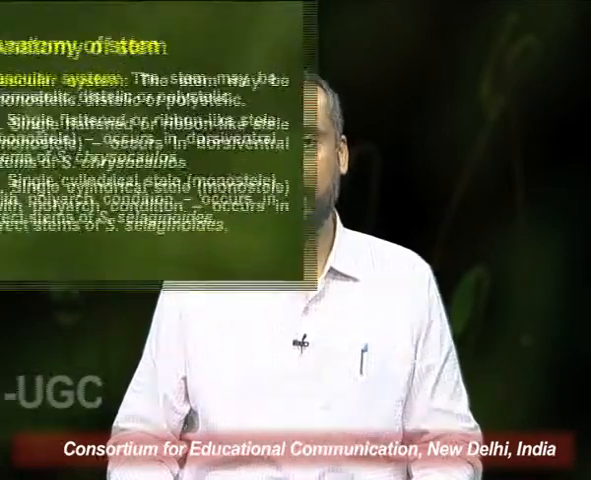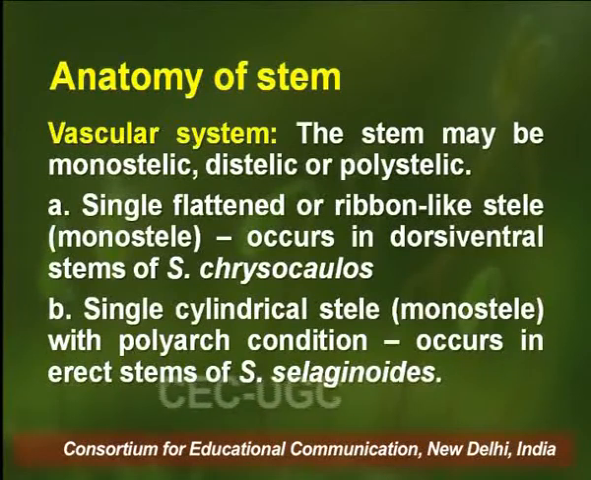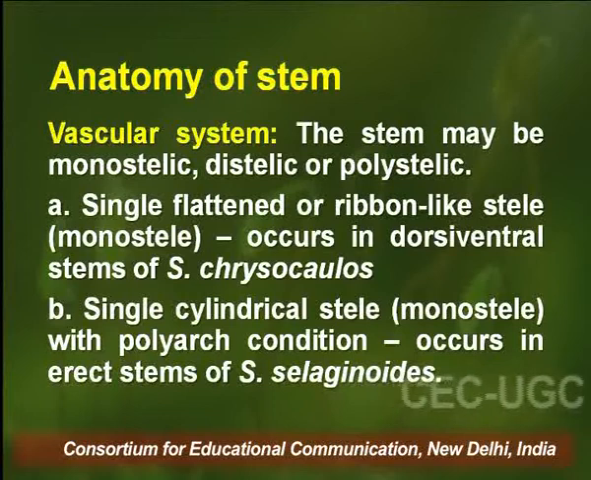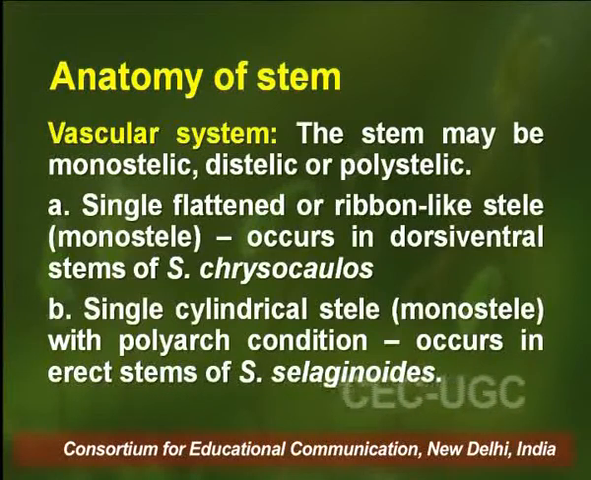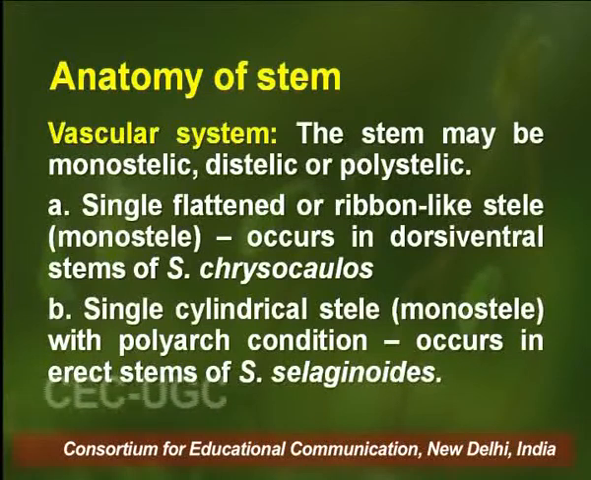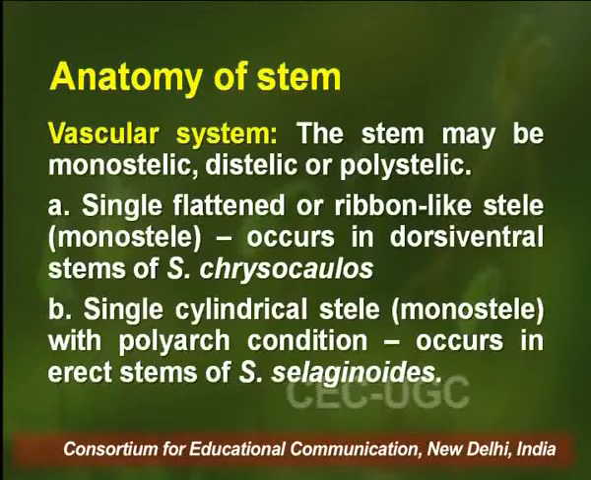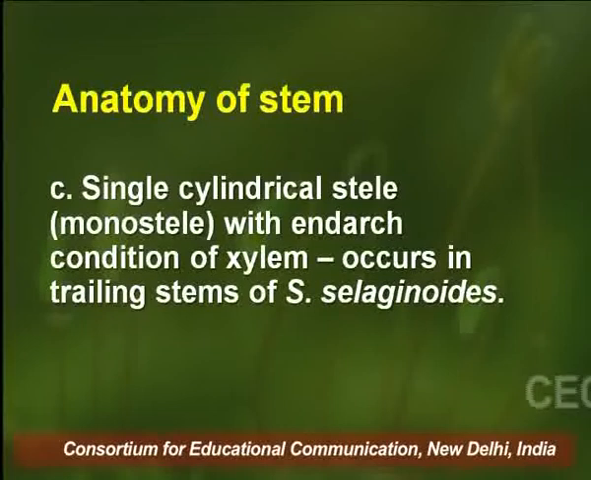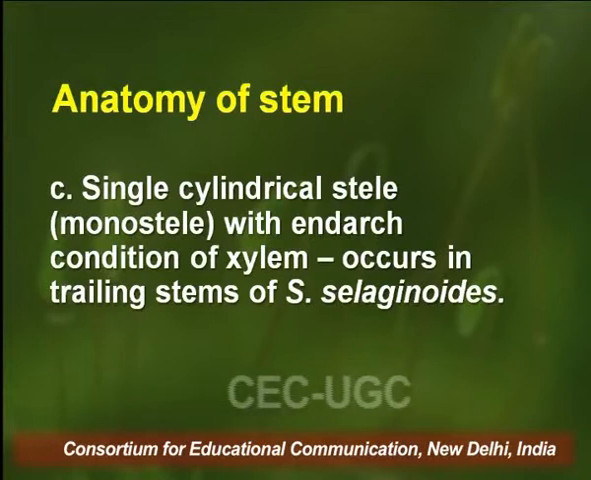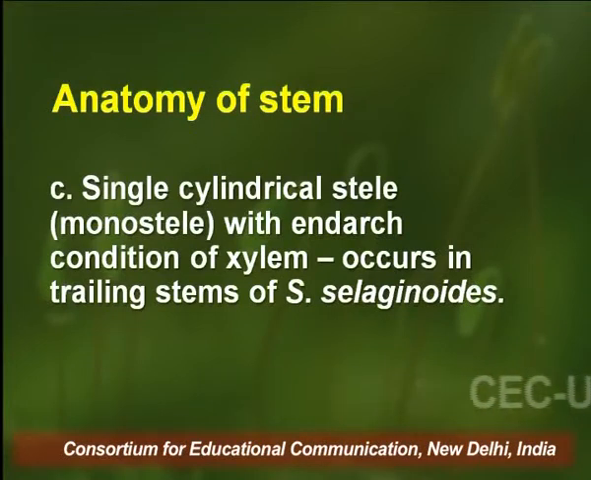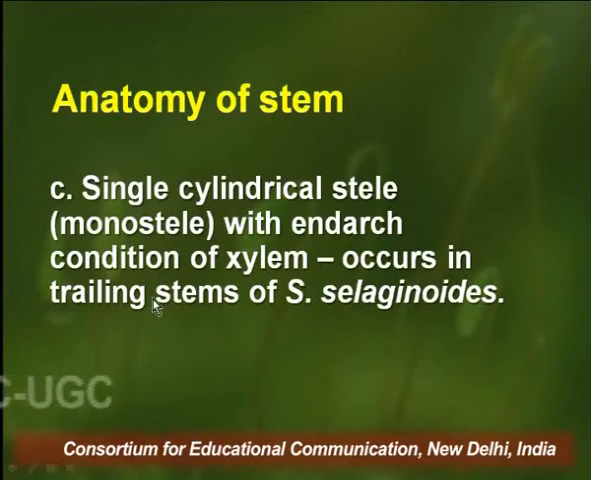The stem could be monostelic, it could be distelic, or it could be polystelic. A single flattened or ribbon-like stele could also be found. Such types of stele are found in Selaginella chrysocaulos. In the case of Selaginella selaginoides, the stele is single cylindrical with polyarch condition. Also, in some species, we do encounter a single cylindrical stele with an endarch condition of xylem.